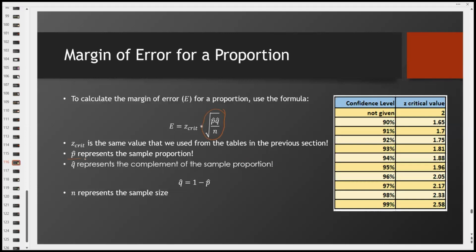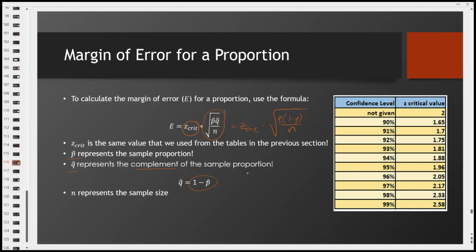Okay, the P with the little hat over it represents the sample proportion, and Q with the little hat over it represents the complement. It's just 1 minus P. So this is the same thing as the Z critical value. Notice we're going to use the Z distribution again in this case as well. That'll make things a little bit easier. This is the same thing as P times 1 minus P over N.